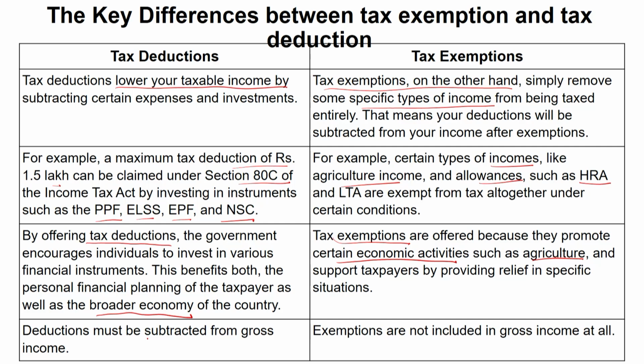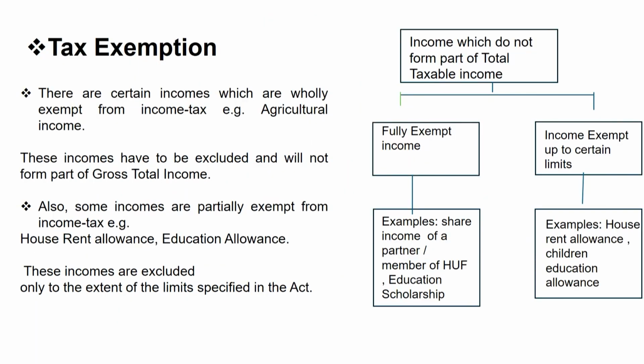After that, deductions are subtracted from the gross total income, whereas exemptions are not included at the time of calculating the gross total income. So these are the various differences between the two. Now let us understand the various features or characteristics of tax exemption. Certain incomes such as agricultural income and other types of incomes are excluded while calculating the gross total income. So these are known as exemptions.